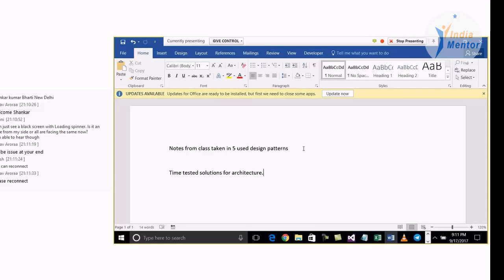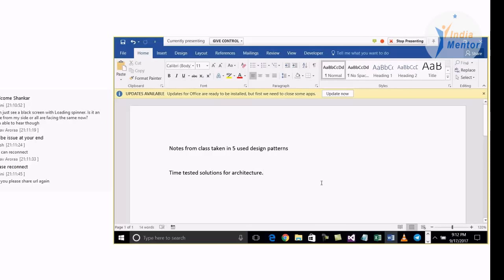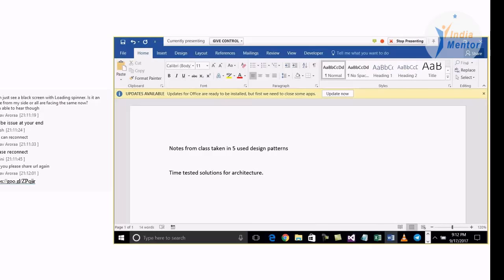In this class, when I run through these 5 design patterns, I'm very sure you will say, okay, this pattern I have already been using. For some people, this class may be like, okay, this design pattern I did not know, but for some people it may be like, okay, I knew this design pattern, but today I know its name. You'll find that this class is a bit different from the classes you have attended till today. Now there are a couple of points I want to make around design patterns.